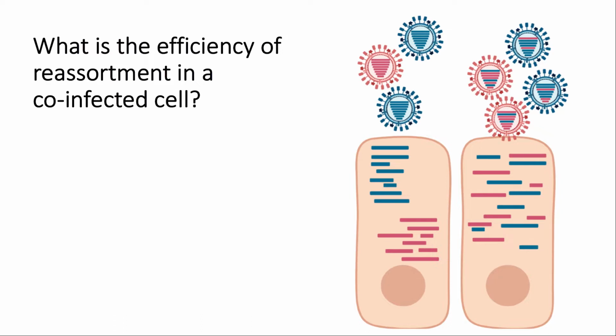And then on the right, we could alternatively have a situation where the co-infecting viral genomes mix freely, which would support high levels of reassortment. So we wanted to differentiate these two possibilities, and to do so, we started out by quantifying reassortment in a cell culture model. So the first scale we're going to look at is a pretty small scale.